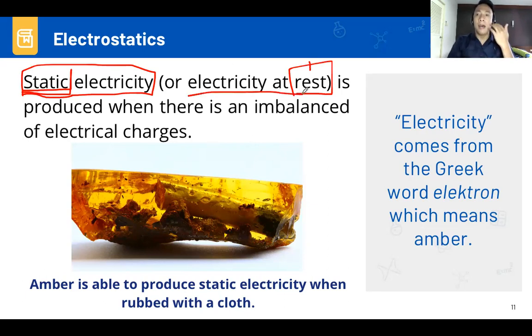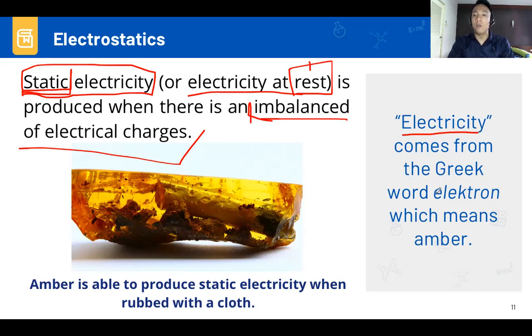So how do we achieve that static electricity? It is produced when there is an imbalance of electrical charges. Imbalance, because it is not balanced. If two things are put together and their electrical charges are imbalanced, that means we will have static electricity. You can understand this more as our discussion goes deeper. So let us first define electricity.